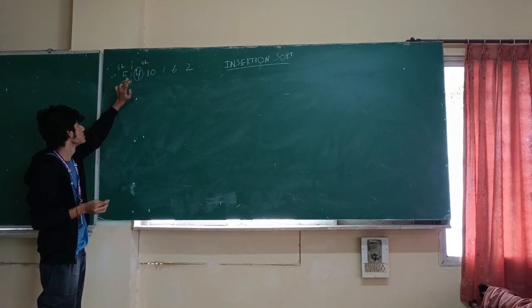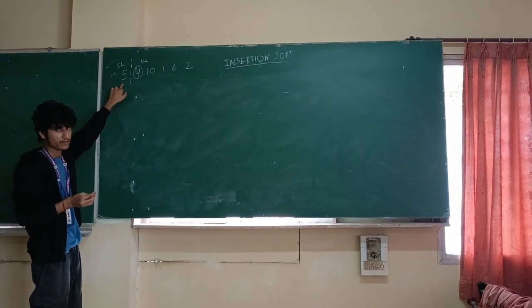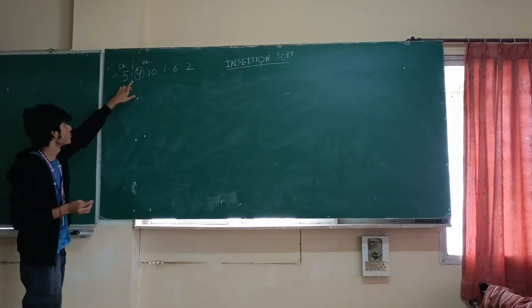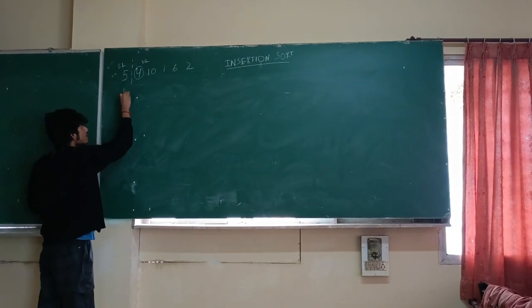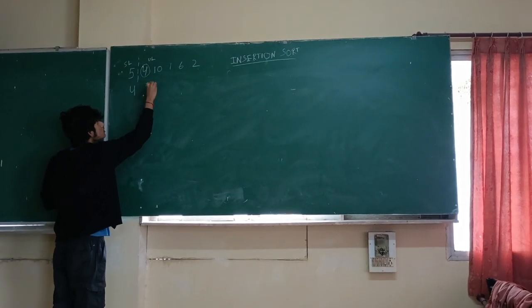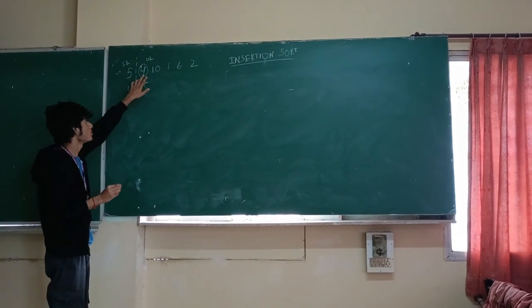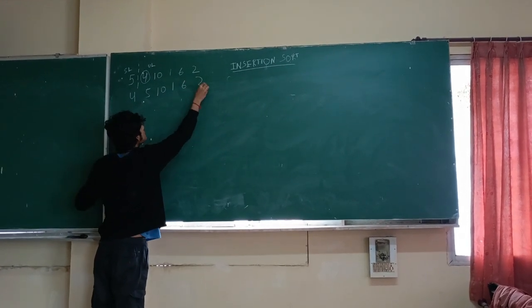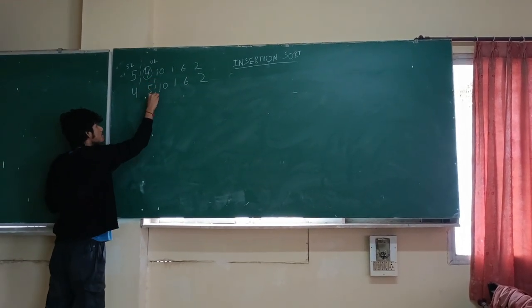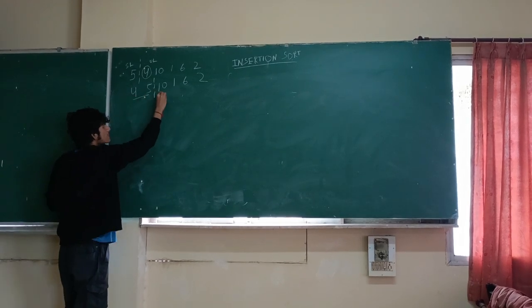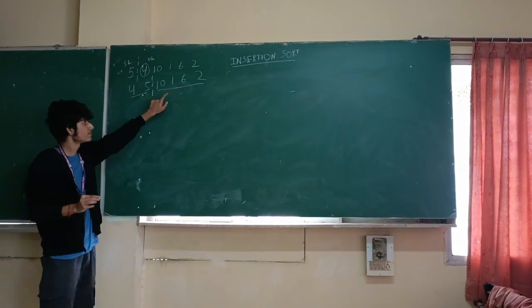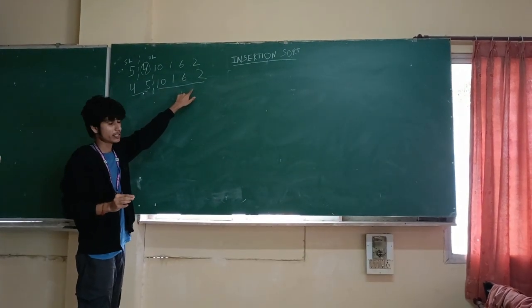So the sorted list has only one element, which is 5. 4 is less than 5, so 4 should be before 5. So we will swap 4 and 5. These two now become part of the sorted list. 4 and 5 are the sorted list, and 10, 1, 6, 2 is the unsorted list.